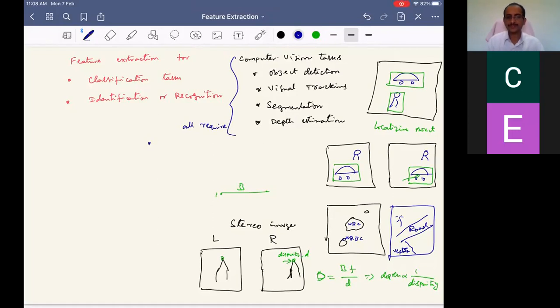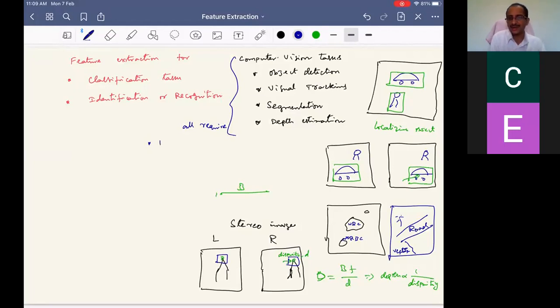All of these require what? See, for example, if I want to localize an object, I need to first identify some features of the object, right? If I want to track an object, don't I need to have the features of the object? If I want to segment a particular region with respect to the other region, don't we need to identify the features, and based on features we need to separate? And similarly, if I want to identify a corresponding point, that means for this, where is the matching point here? So I don't need the features around that point? Yes or no? So all these tasks require what?